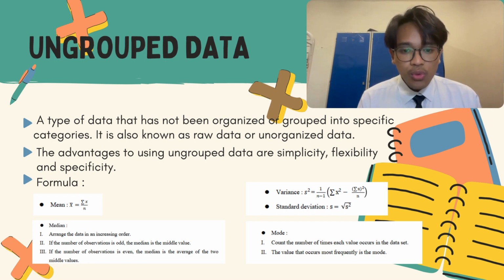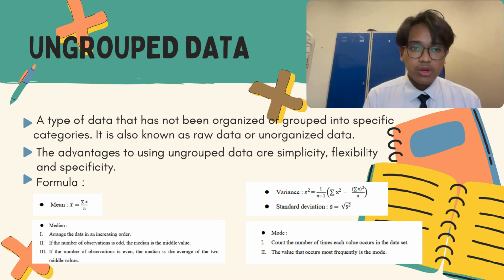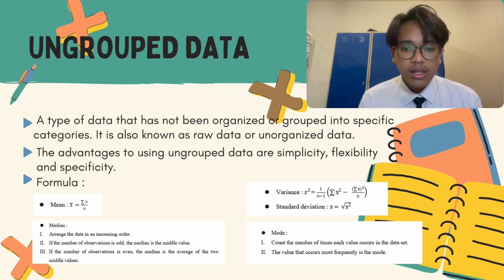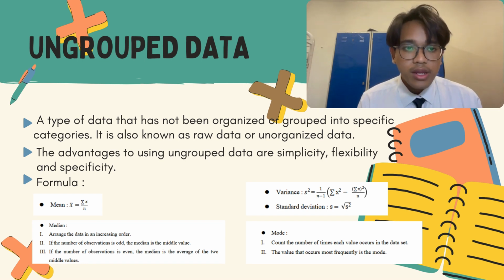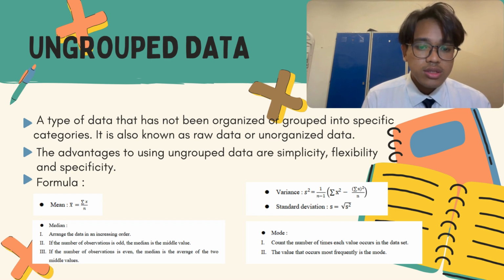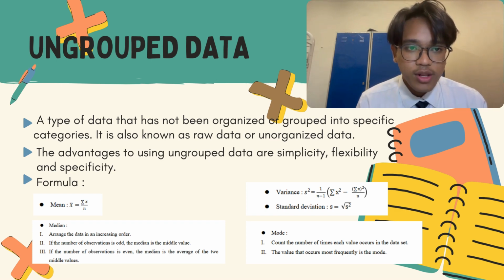For median, we have to arrange the data in increasing order. If the number of observations is odd, then the median is the middle value. If the number of observations is even, then the median is the average of the two middle values.